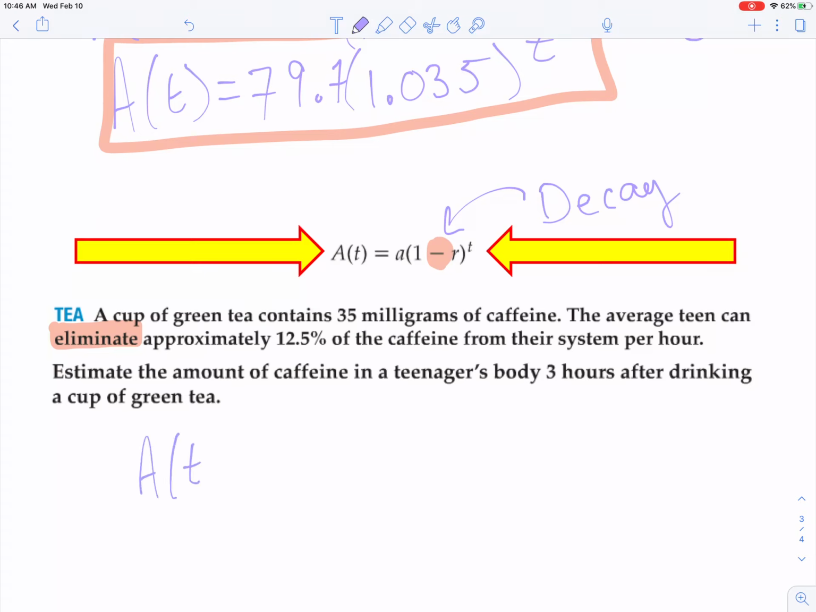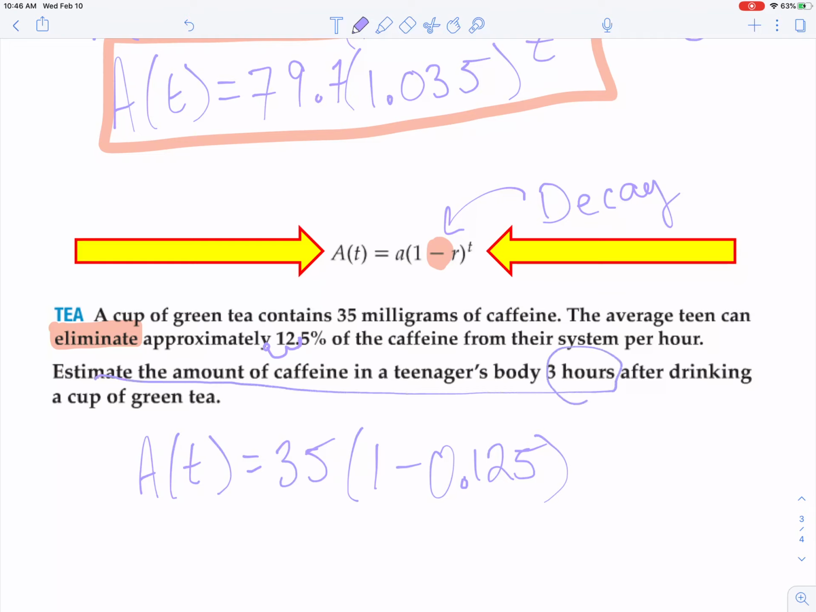So estimate the amount of caffeine in a teenager's body 3 hours after drinking a cup of green tea. So the amount after amount of time. The starting value is 35 milligrams. Parentheses 1 minus. Better put this as a decimal. There you go, move it twice. So it's 0.125 parentheses. Oh, wait, this time they're not saying graph. They're saying to actually find an amount, and they gave me a time. So I'm going to go ahead and plug in 3 for my hours.